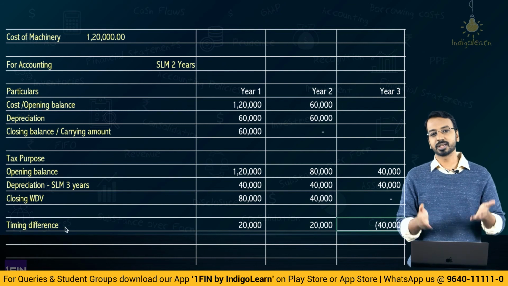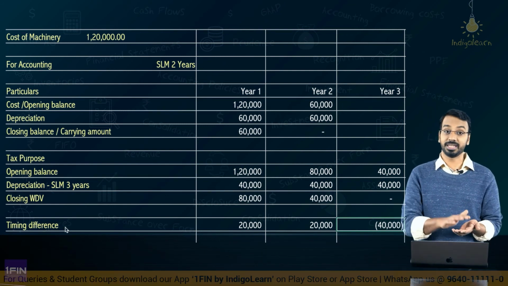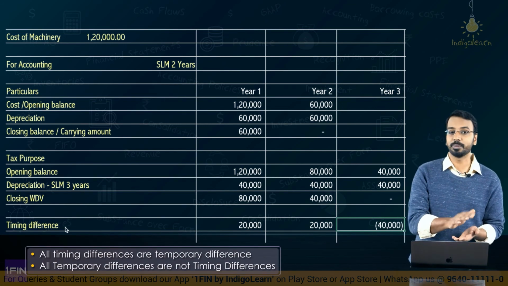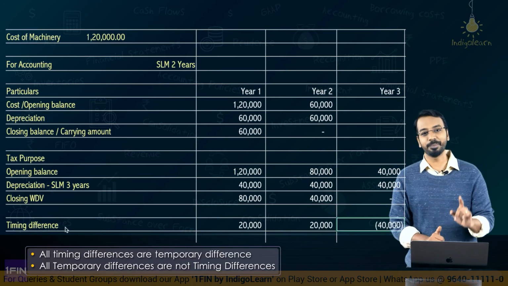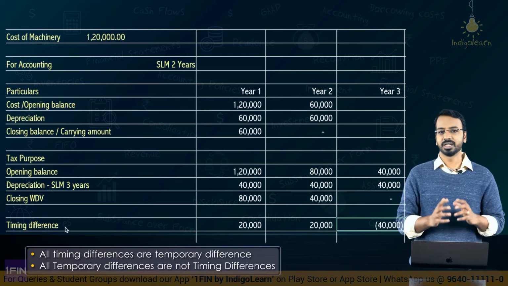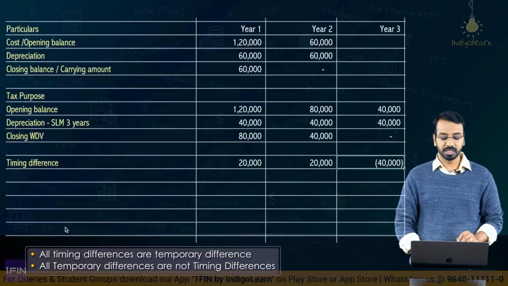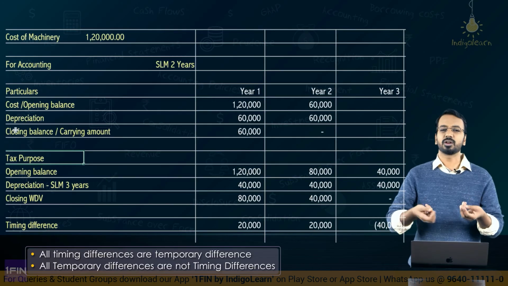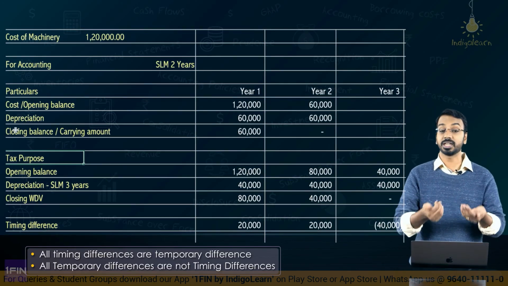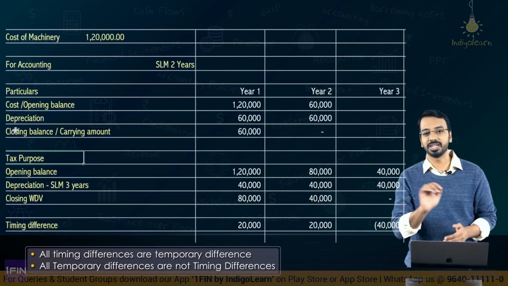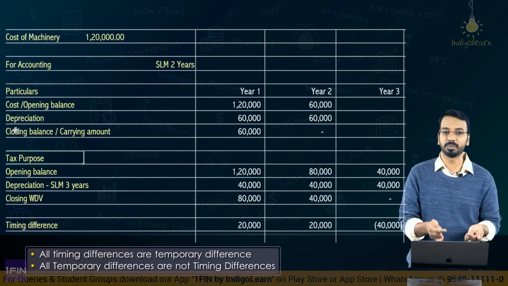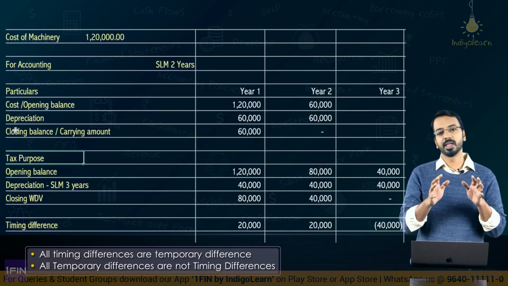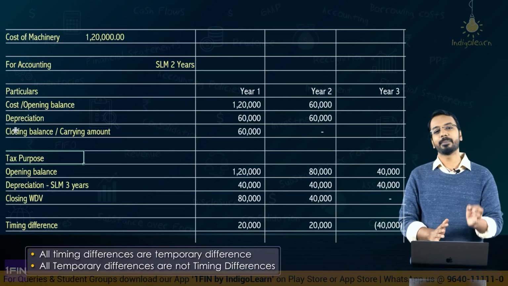Now, you might be asking, sir, is this not also a temporary difference? Yes, the timing differences are also temporary differences, but all temporary differences are not timing differences. What do you mean by that? Say, for example, for the same case, same machine purchased at 1,20,000 and on the date of purchase only, after passing the first entry at cost, using the principles in Ind AS 16, we have revalued the machine to its fair value, and the fair value of the machine, say for example, is 2 lakhs.